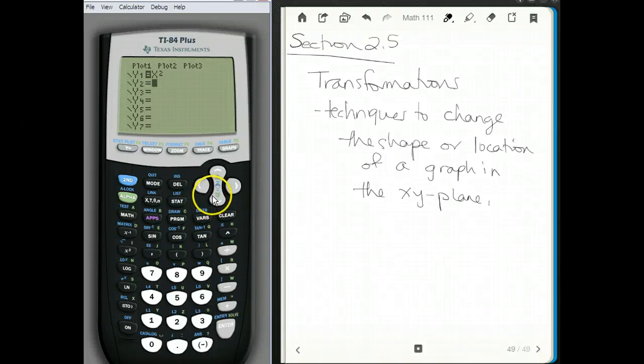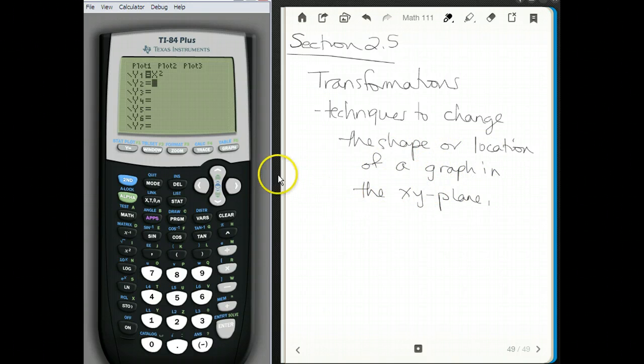Hi 111. In this video we're going to talk about the beginning of section 2.5, and in section 2.5 we're going to be talking about what are called transformations. Transformations is a fancy way of talking about techniques that we can use to change the shape or location of a graph in the xy plane.